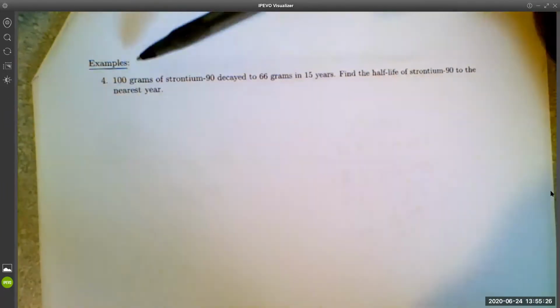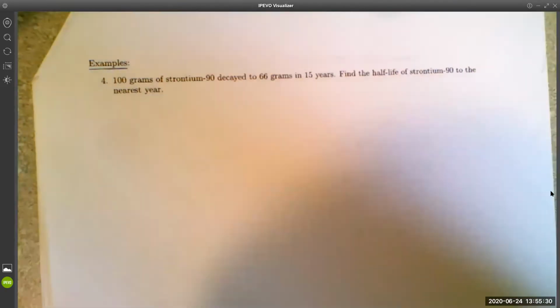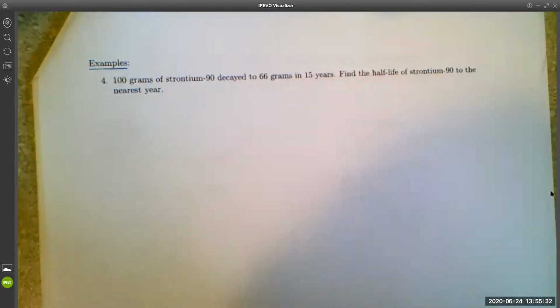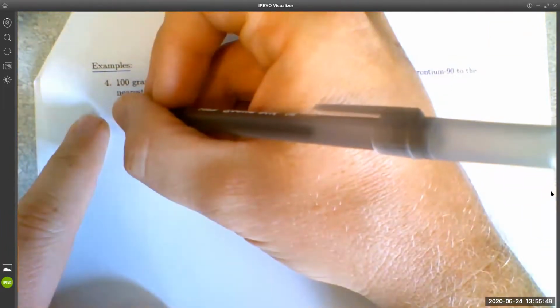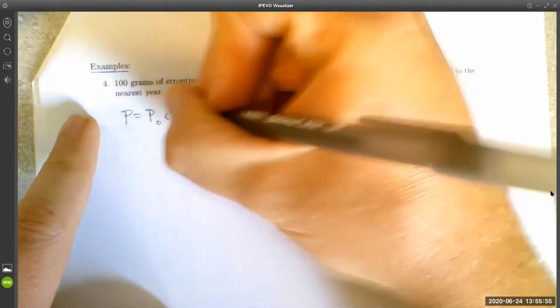Anyway, 100 grams of strontium-90 decayed to 66 grams in 15 years. Find the half-life of strontium-90 to the nearest year. Okay. Well, in order to find the half-life, first we're going to need to find the decay rate. In order to find the decay rate, we're going to use our decay model, right? Our exponential decay model. We're going to say P equals P naught e to the RT.